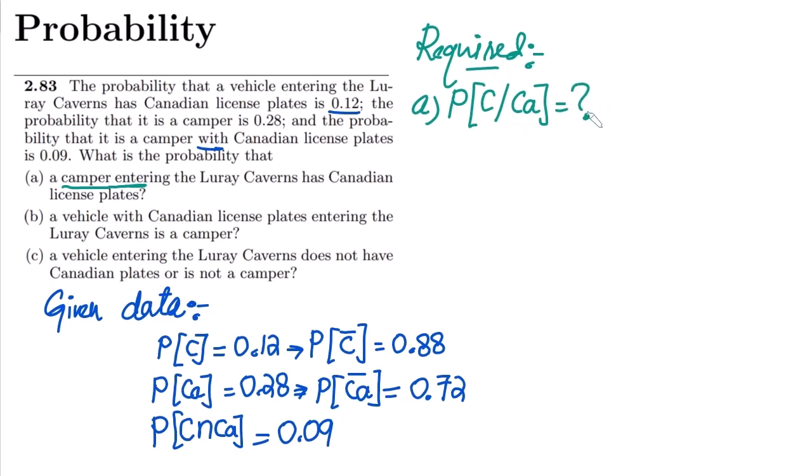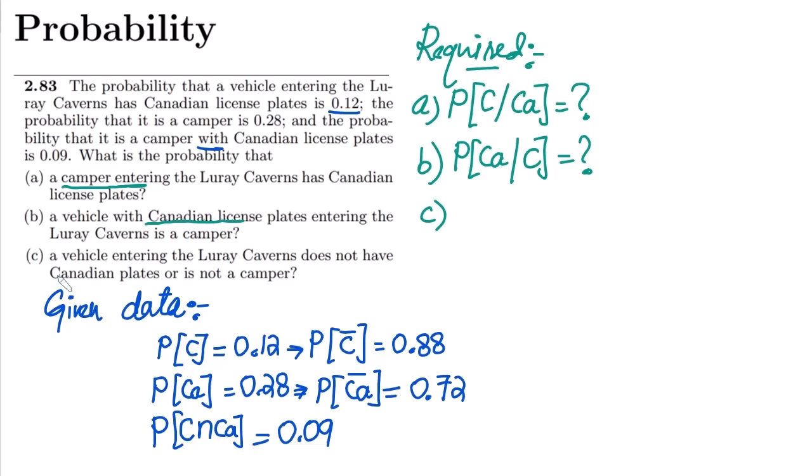Similarly, in part B, a vehicle with Canadian license plates entering the Lure Caverns is a camper. What is given here is that the license plate is Canadian. So we have to find out whether he is a camper or not. We have to find the probability of CA, given that the license plates are Canadian, and here we have found this.